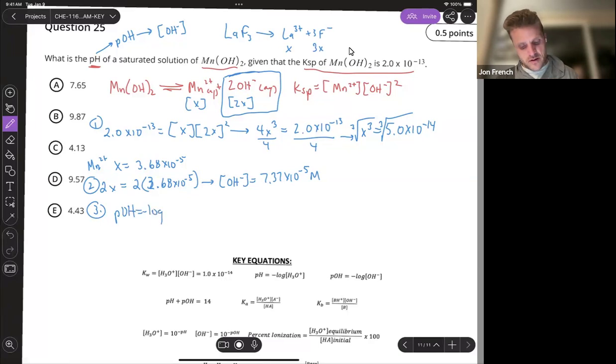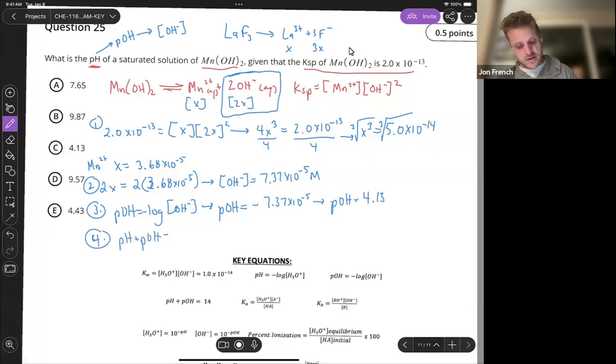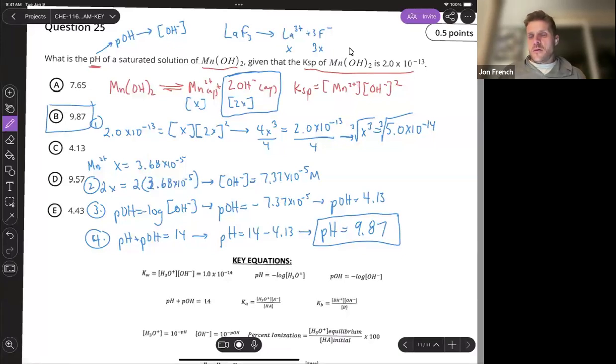pOH, negative log of my hydroxide concentration. pOH equals negative log of 7.37 times 10 to the minus 5. 4.13, and then the last step, pH plus pOH equals 14. pH equals 14 minus 4.13. So my pH equals 9.87. All right.